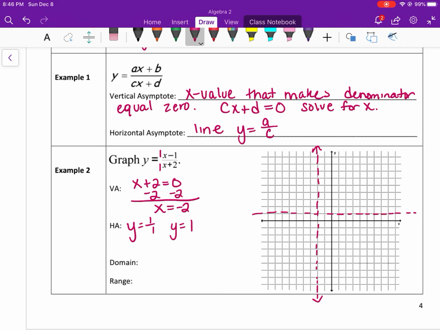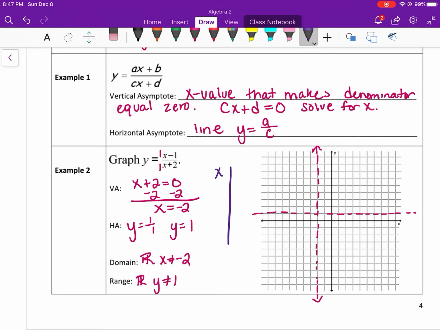Now the branches of my hyperbola will be reflected over this shifted point of -2, 1, which means my domain and range will correspond to those values. The domain will be all real numbers, except that x will not equal -2, because it makes the denominator 0, and you can't divide by 0. And the range is all real numbers, except that y is not equal to 1.